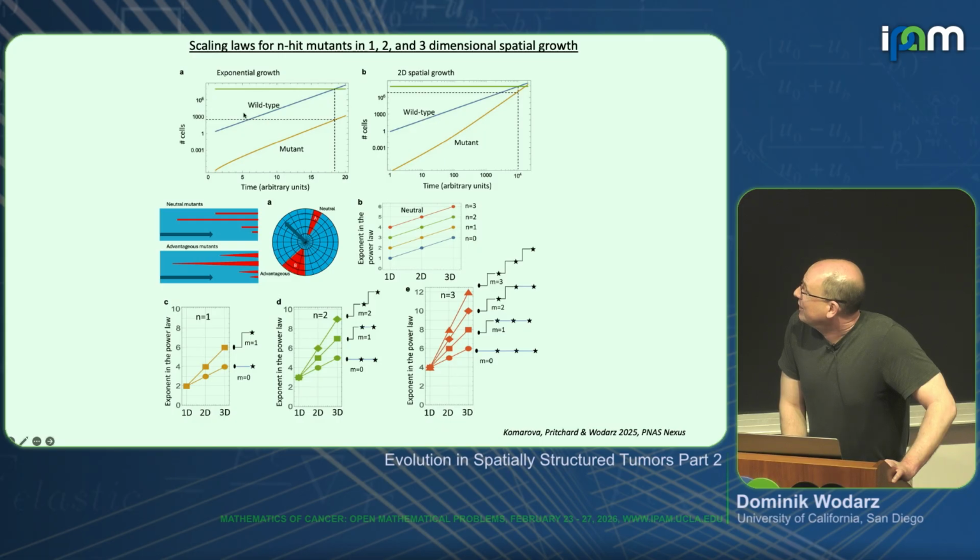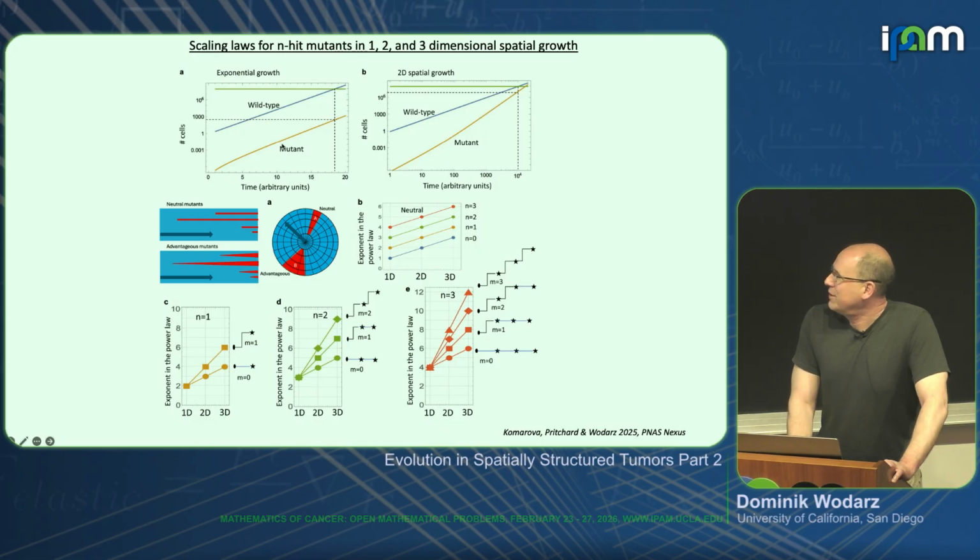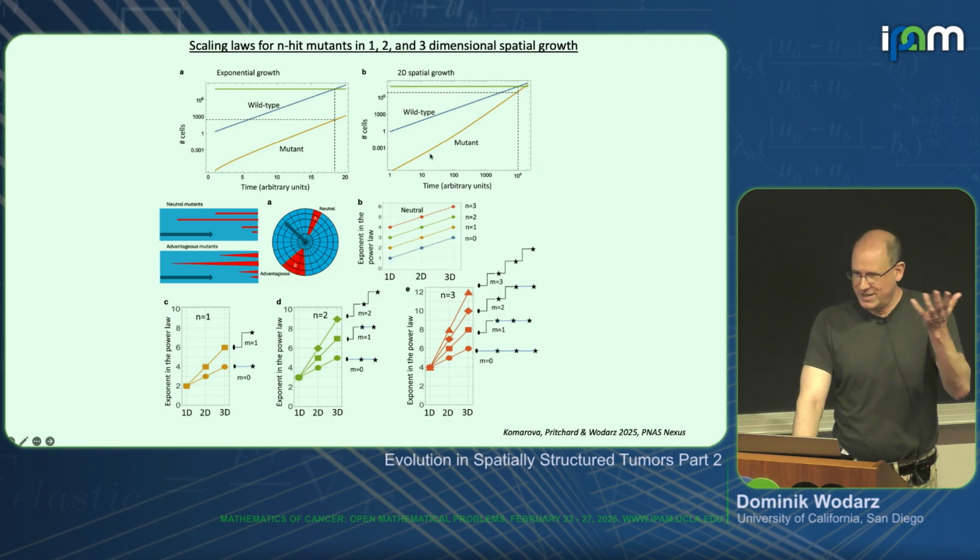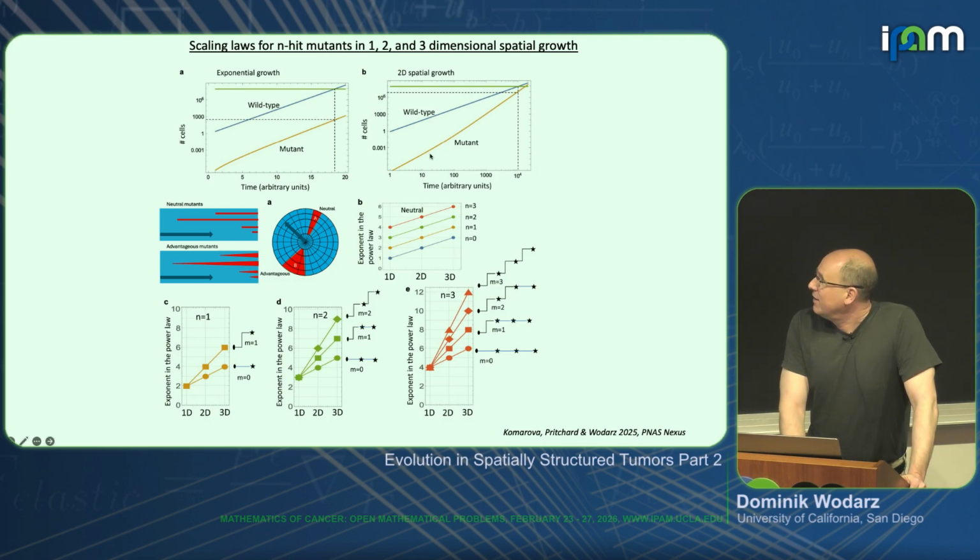For example, this is exponential growth, where you have the wild type and the mutant. That's pretty well understood. If you have 2D spatial growth, you can see that the mutant grows differently compared to the mixed system, which is the reason for these results that I previously presented. So we expanded this, looking at n-hit mutants, 1, 2, and 3-hit mutants for the neutral case. You can derive that it's a power law, the way it grows. You can derive the exponent of the power law.